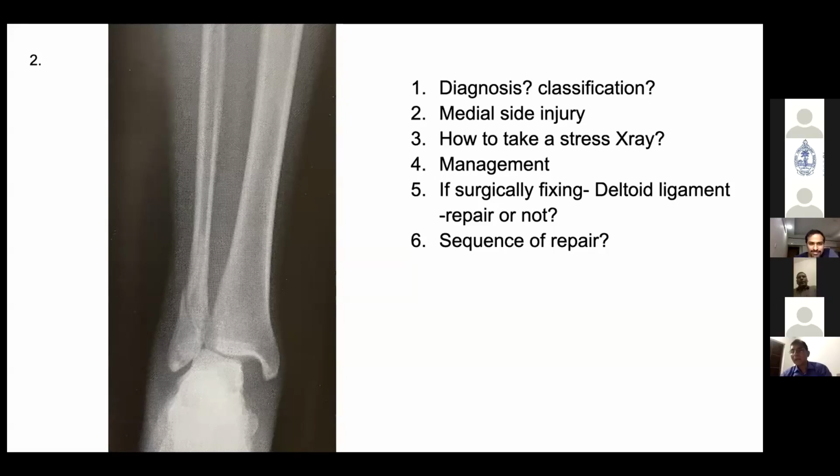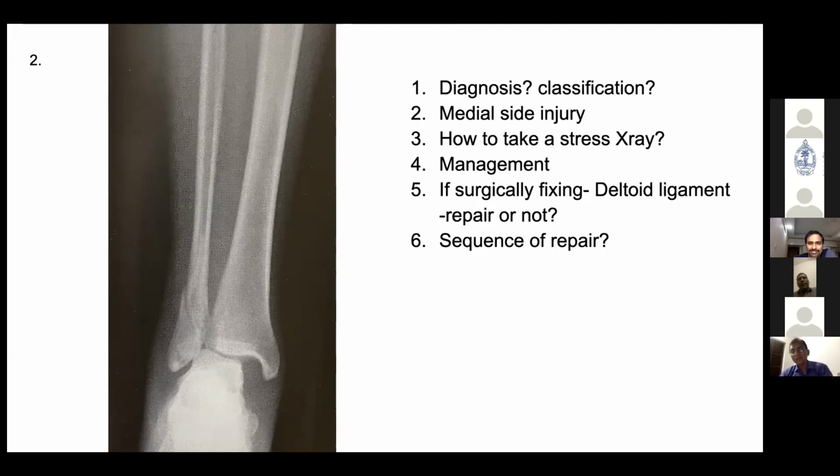Okay. So, sequence of repair. Did we discuss that? So you have opened the lateral side and reduced it, but the medial space is still not reduced. In that case, you need to open the medial side. Then after that, anybody can help. Feel free to discuss. Repair the deltoid ligament.